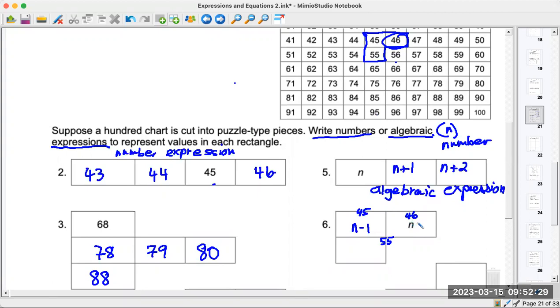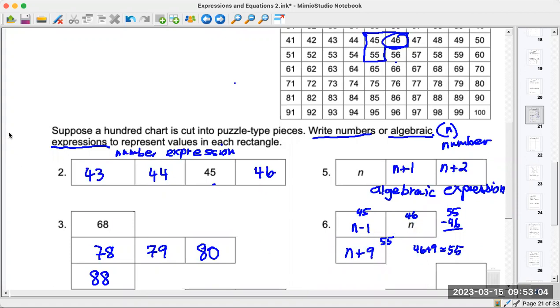In terms of n, I have to do, what's the difference? 55 minus 46. Use your calculator, it's 9. Is it plus 9 or minus 9? Think about it. It's 55. 46 plus 9. 46 plus 9 is 55. So it's n, which is 46 plus 9.